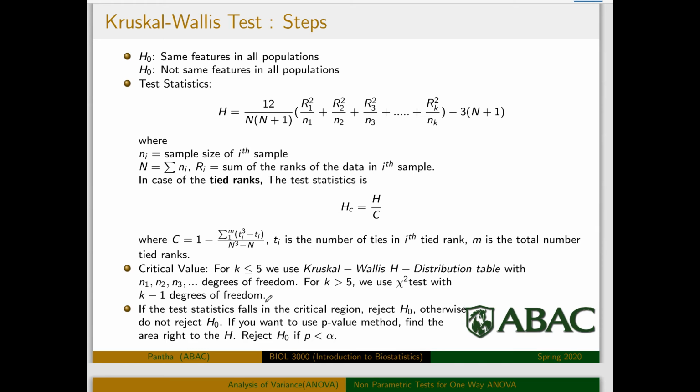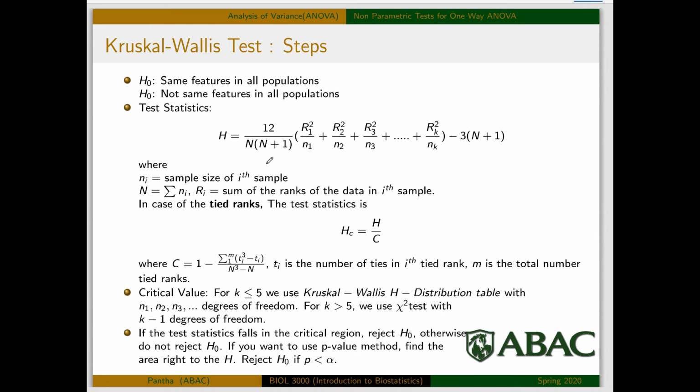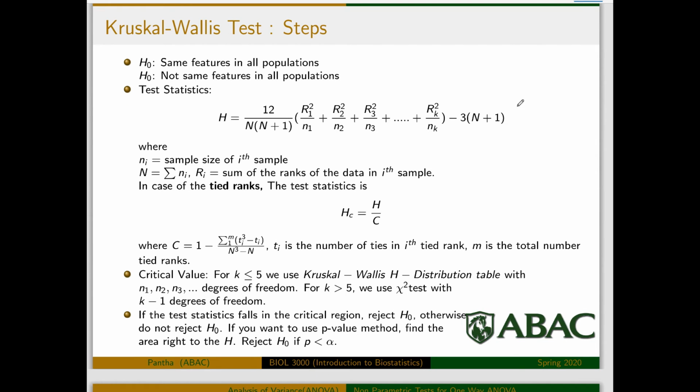So these are the steps. I think we discussed these steps in the previous video too. This is the formula to find the test statistic. R1, R2, R3 are the sums of the ranks in each of those groups. N1, N2, N3 are the sample sizes, right? N is the total sample size, and Ri is the sum of the ranks in the ith sample. What we do in this case is collect all the data in one place and rank them first, and then add the ranks of each of those groups to find R1, R2.